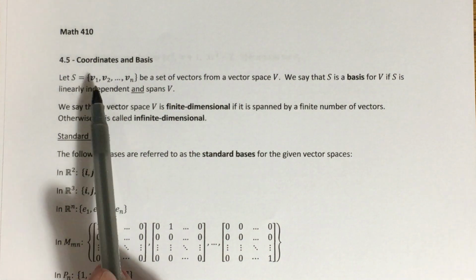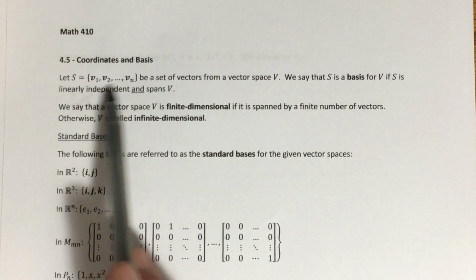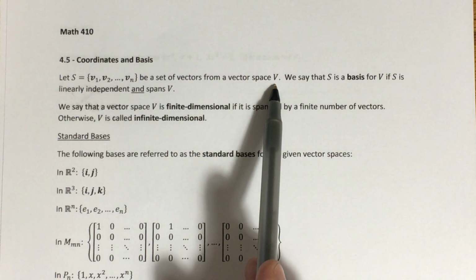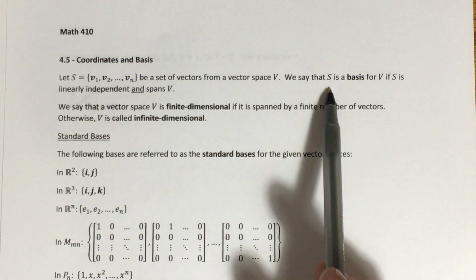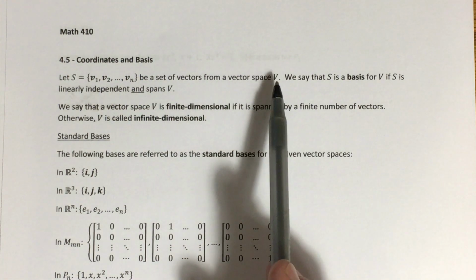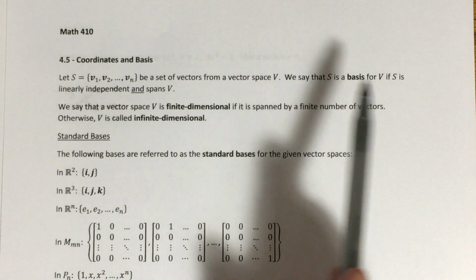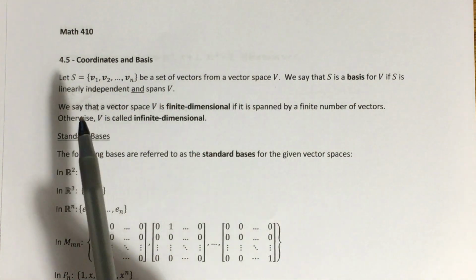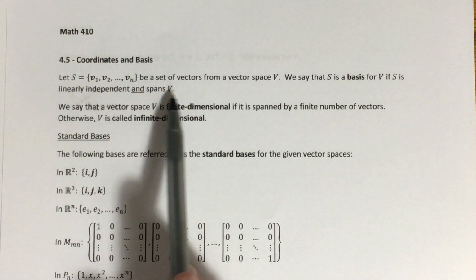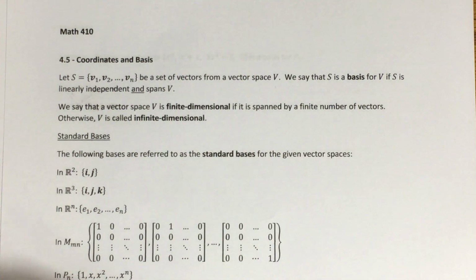Let's suppose we have some set S equals v1 through vn, where these are vectors from some vector space V. Then the set S, this set of vectors, is called a basis for the vector space V if it satisfies two properties. It has to be both linearly independent and it has to span V.